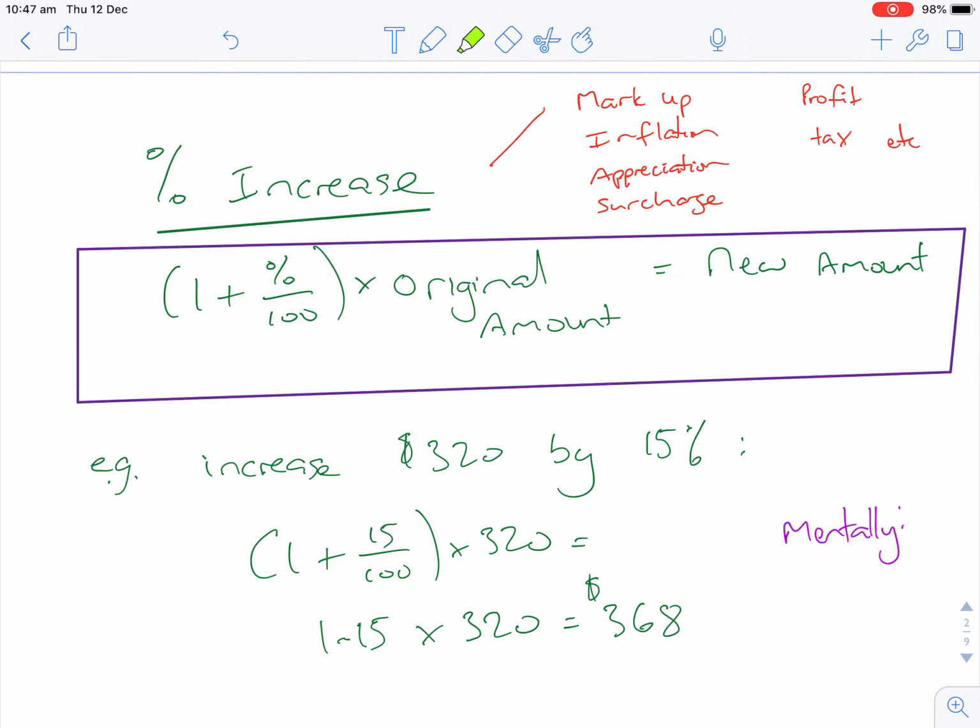Percentage increase. So often they won't say to you outright that what you're trying to find is a percentage increase. They'll use other mathsy sort of words, so make sure you're familiar with all the words that basically mean you're going to increase. So it would be things like a markup.